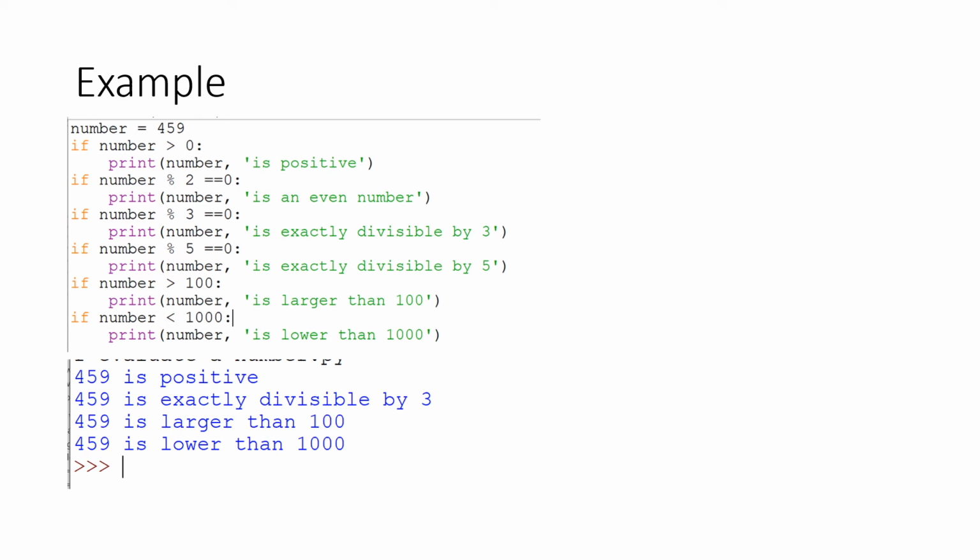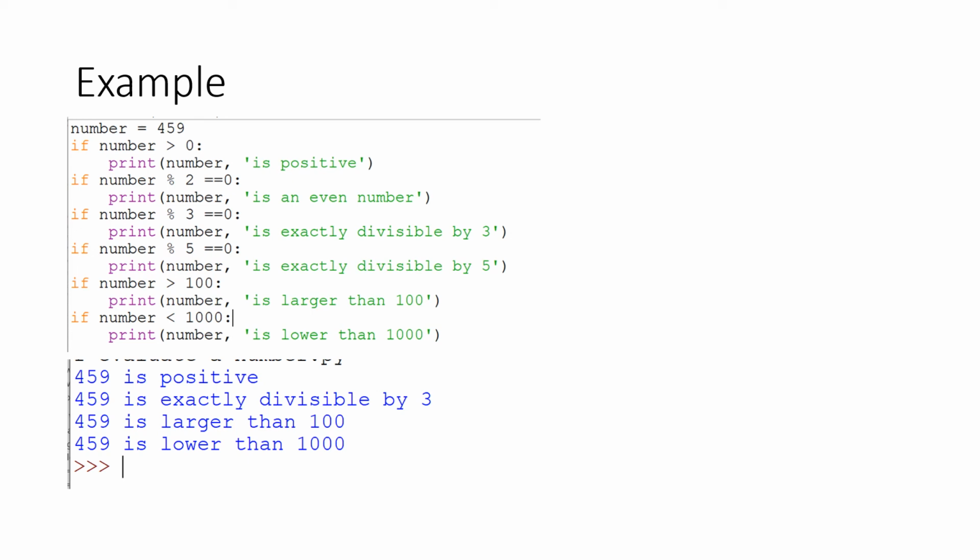If number modulus 2 is equal to 0, it means that that's an even number, because when modulus 2 gives you 0, it means that that number is exactly divisible by 2. So that's how you check if a number is even. Number modulus 2 equals 0. Print number is an even number.